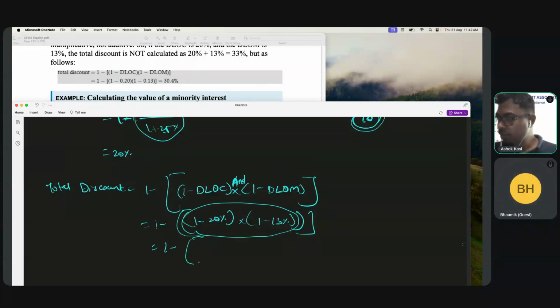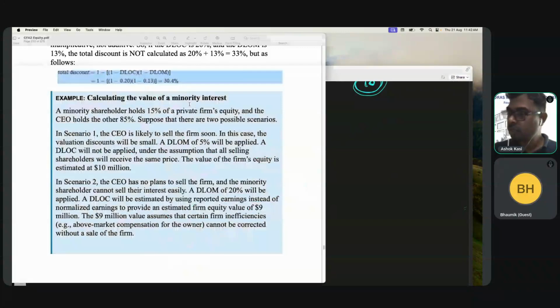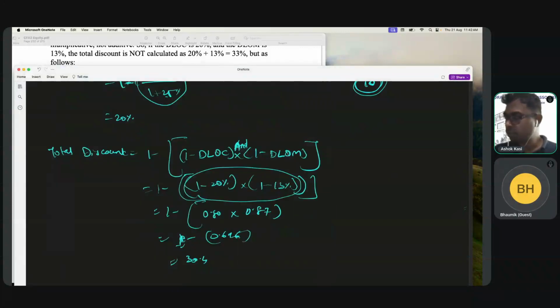Yeah. That means this will be 0.80 into 0.87, is it coming to 0.696? So 1 minus 0.696. So is it coming to 30.4 around? 31.4? 30.4. I think there is some calculation mistake. Wait, I'll do it. Yeah, 30.4. Okay.